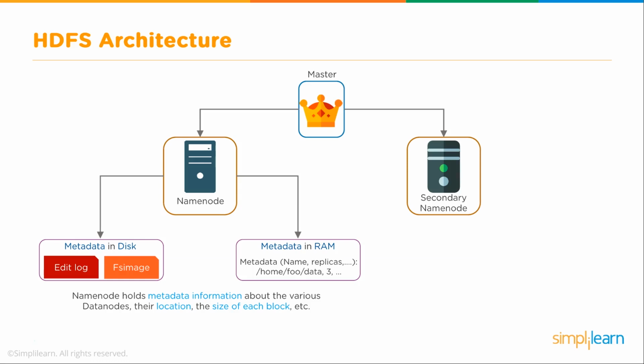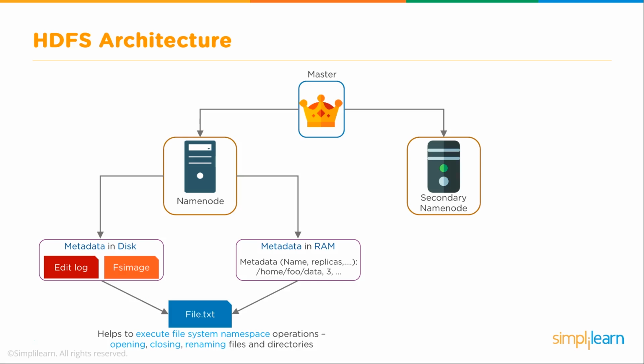You have your edit log, your FS image, and your metadata in RAM: metadata name, replicas, home, food, data 3. So the name node holds metadata information about the various data nodes, their location, the size of each block, etc. All the information it needs to access that data. And then it helps to execute file system namespace operations: opening, closing, renaming files and directories.